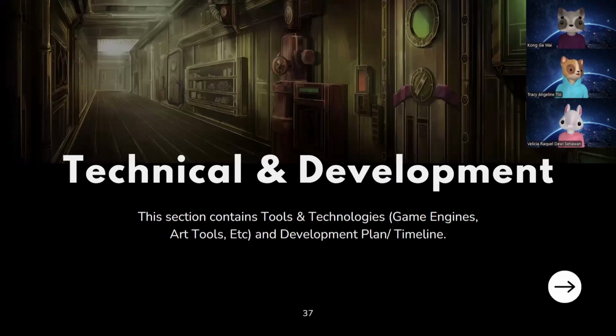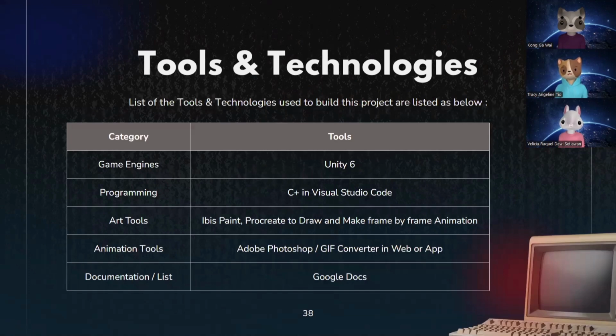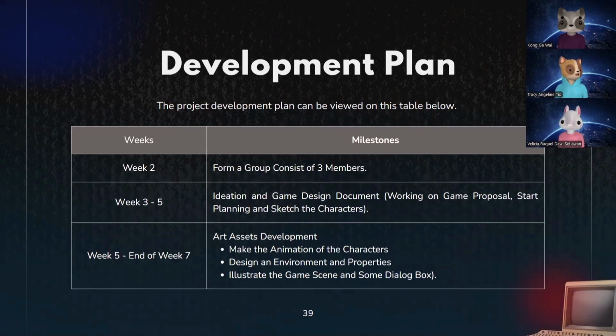First is the tools we are going to use, which is mainly Unity for the game building and Ibis Paint or Procreate to draw the assets later. Okay, next. So for the development plan, it starts from week 2, where we form a group, creating a GDD until week 5, and start the art assets immediately, from week 5 until end of week 7. Next.